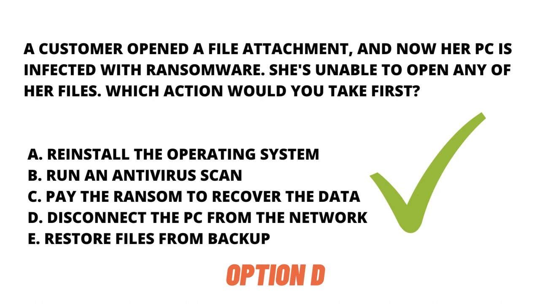So the first thing we would do is disconnect the PC from the network. This is the answer to the question, because a customer's PC has been attacked with ransomware after she opened a document file, and she has been unable to access any of her files. She first had to detach the PC from the system. So the correct answer is option D.